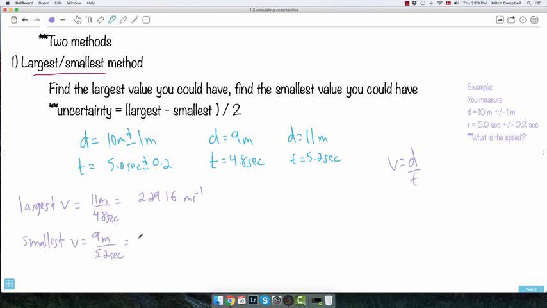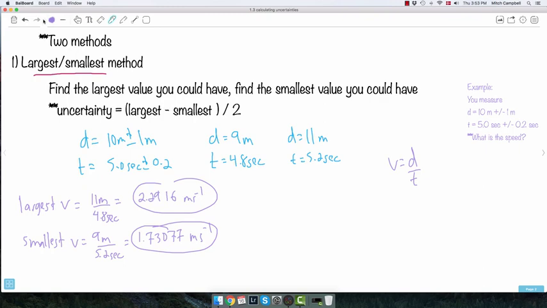So there I get, notice these are calculated values. There's lots of digits here. I don't really know where to stop. I'll just stop at like 4-ish because I probably don't need to go much further than that. Meters per second. So do you see I've got these two values? I've got the largest value and I've got the smallest value. So how do I actually deal with this?